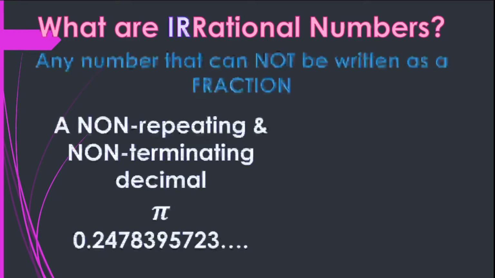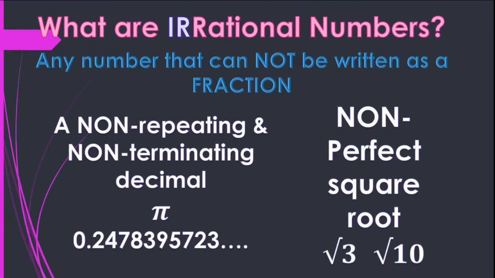Now, look at this decimal. See how it says 0.2478395723... Notice nothing, it's not repeating. That ... means it's also not terminating, that it's going on forever. So these two would be irrational numbers.